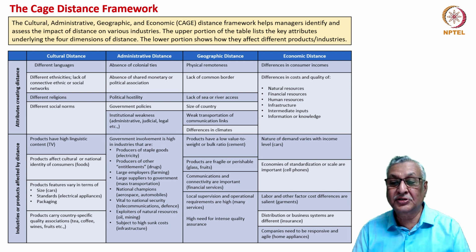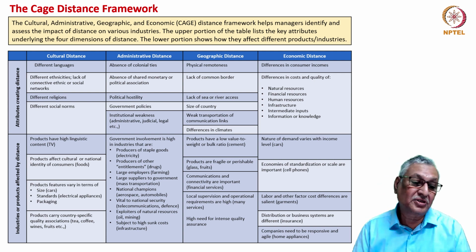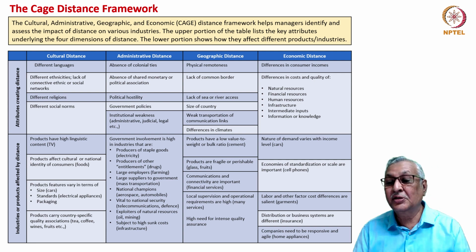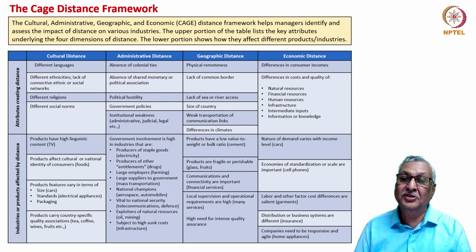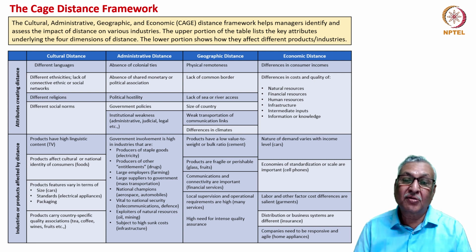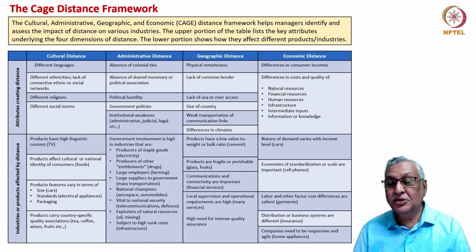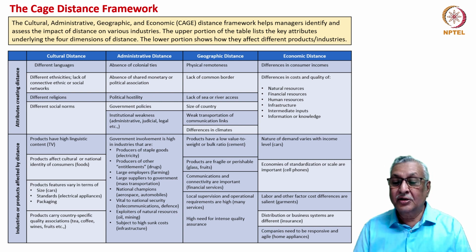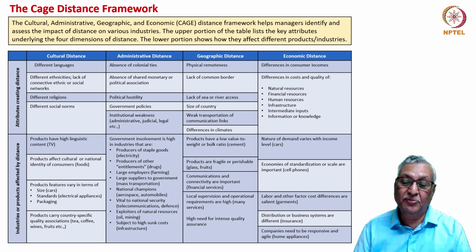Then we have economic distance. In respect of economic distance, the industries or products that are affected by the economic distance are products where the nature of demand varies with income level, automobiles, where economies of standardization or scale are important, example cell phones, labor and other factor cost differences are salient, example garments, where distribution or business systems are different, for example insurance, and where companies need to be responsive and agile, for example home appliances, where there is zero tolerance for idle time in households and therefore in customer bases.